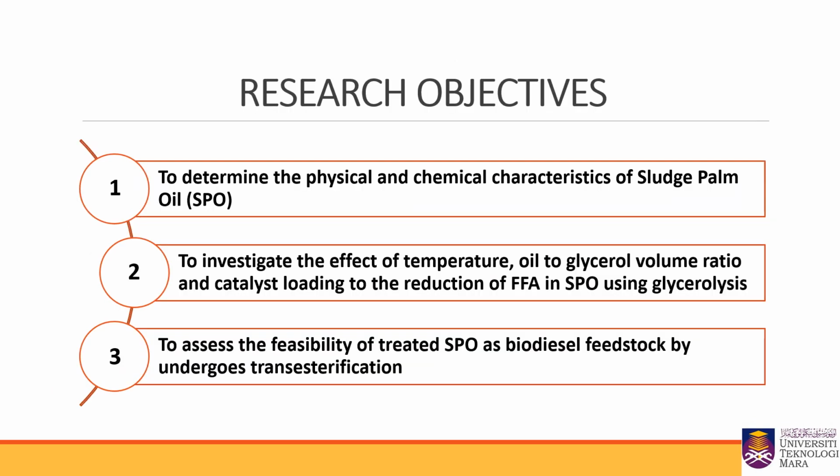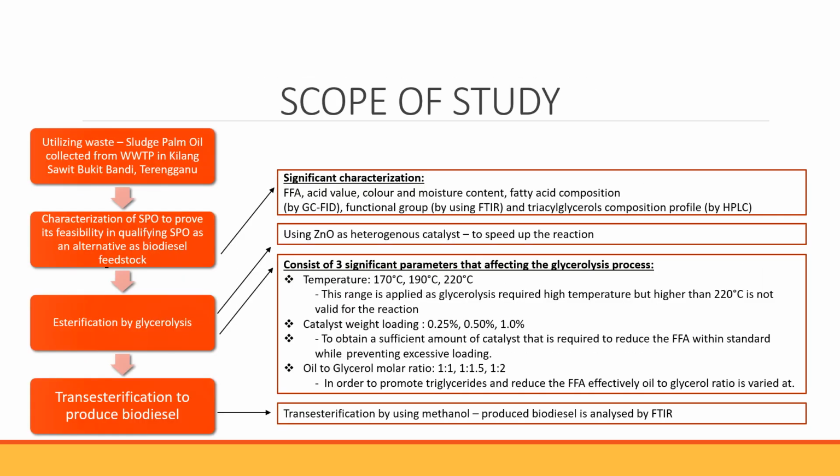So these are the three research objectives. The first one is to determine the physical and chemical characteristics of SPO, so that we can assess if it is feasible for the production of biodiesel. The second one is to investigate the effect of temperature, glycerol mole ratio, and catalyst loading on the reduction of FFA in SPO using glycolysis. And the third one is to assess the feasibility of treated SPO as biodiesel feedstock by undergoing transesterification.